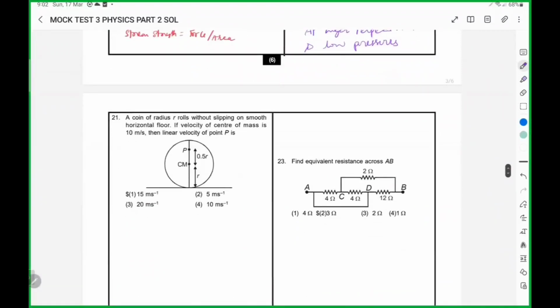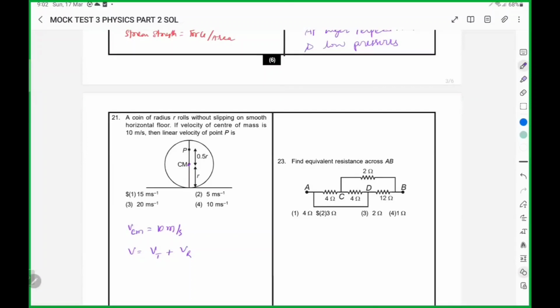Here, a coin of radius r is rolling without slipping on a smooth horizontal floor. Its velocity of center of mass is 10 meter per second. So once it is rolling, there will be velocity due to translation as well as velocity due to rotation.